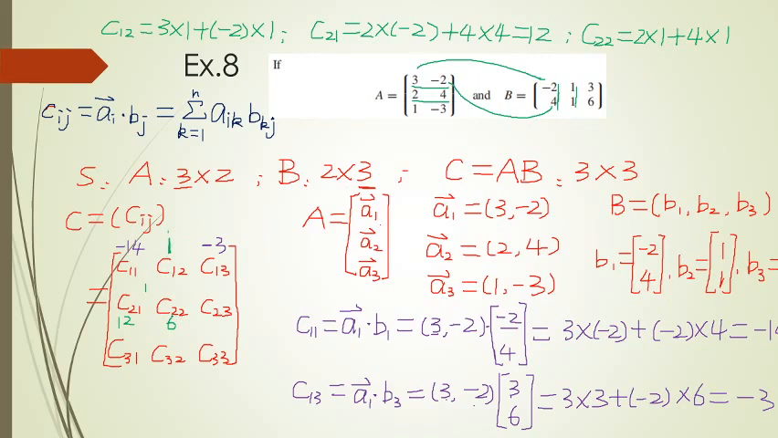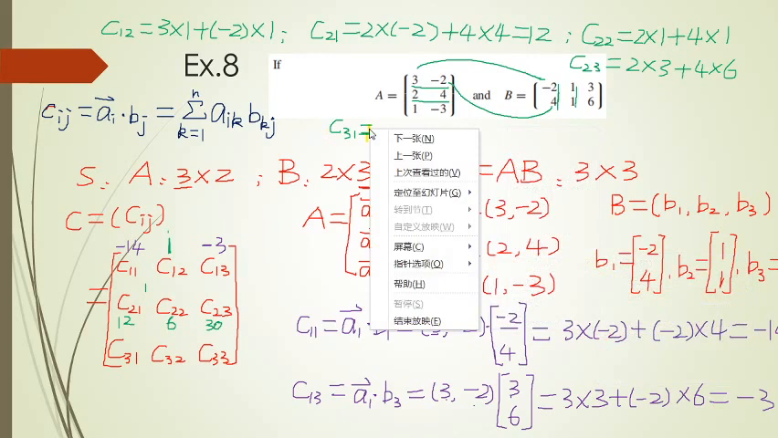Then C23, which is the second row in A, third column in B. 2 times 3 plus 4 times 6. So that is 30, right? And then the third row. Let's calculate the other three.